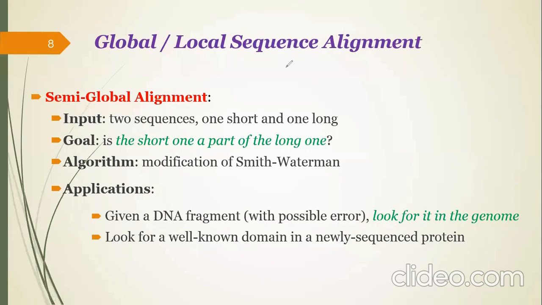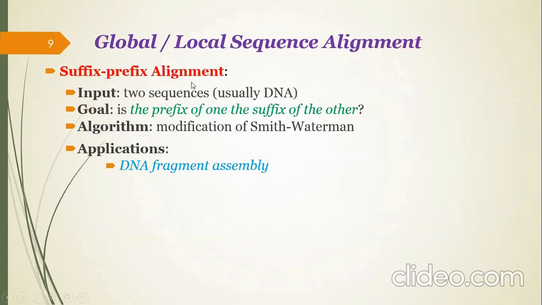So if this is a sequence and we have another sequence, some smaller one, and we want to see whether this sequence has similarity in the larger genome, larger sequence, so like one is shorter and one is longer, we will go for semi-global alignment. And next is suffix prefix alignment.